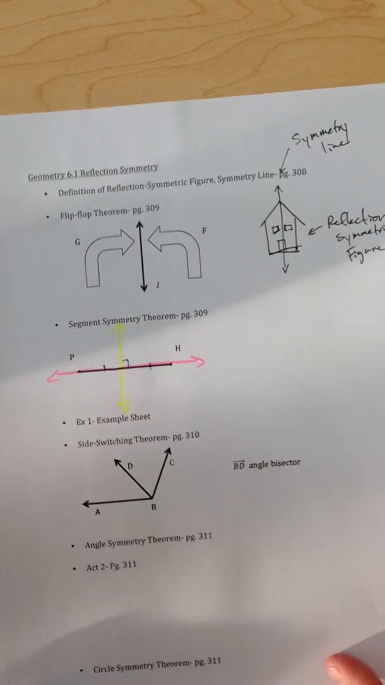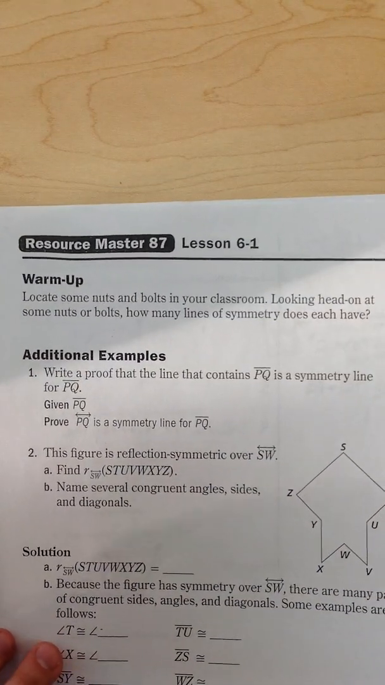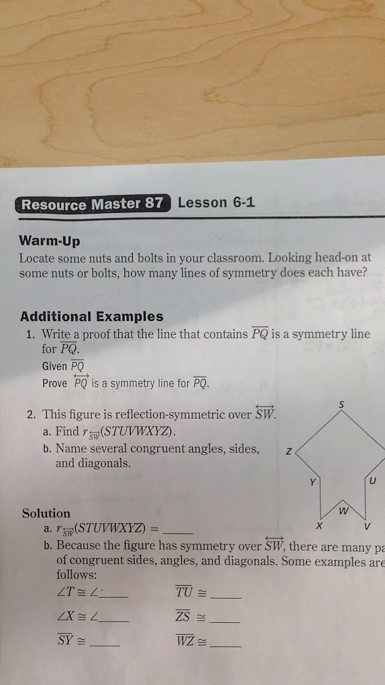Okay, next thing we're going to jump to is an example sheet, which should be on that Google site in the extra handouts section or something like that, whatever it says. Here we're supposed to write a proof that the line that contains the segment PQ is a symmetry line for PQ. We're given a segment, and we are supposed to prove that the line PQ is a symmetry line for the segment PQ.